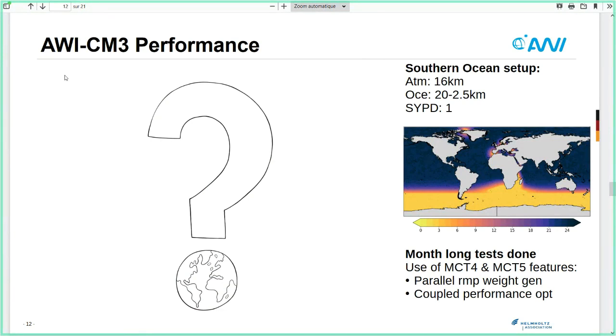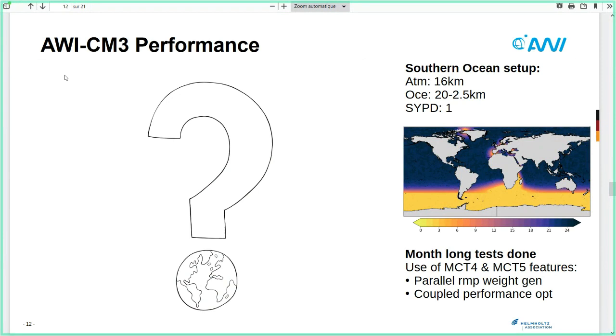And there are no long simulations with it yet. We know that we can get about a simulated year a day out of this model, which makes it somewhat practical for a project. We certainly wouldn't want to do a full DECK experiment with it. It would take several years, but it's usable.